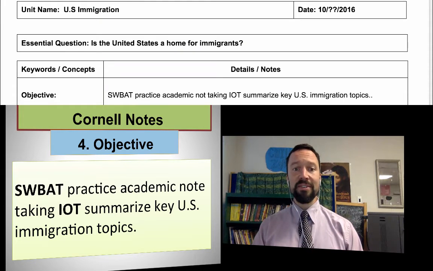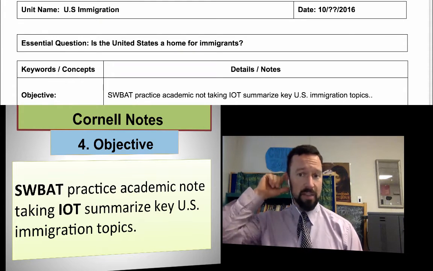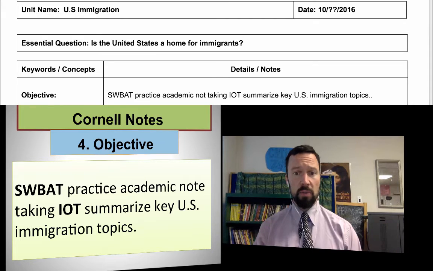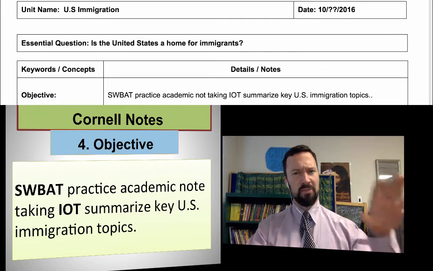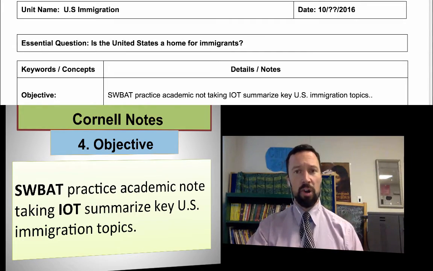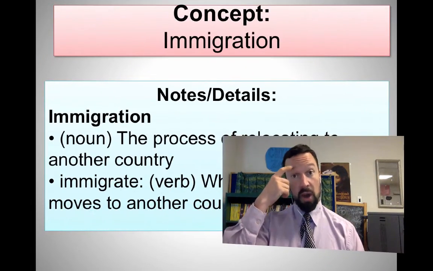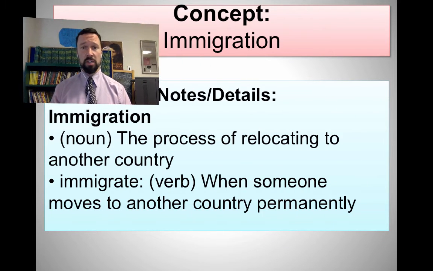The objective. Students will be able to practice academic note-taking in order to summarize key U.S. immigration topics. So we're going to get into it. Make sure you get the objective. Make sure you are writing this out correctly. Just pause as much as you need for this information. It's going to go pretty quick.